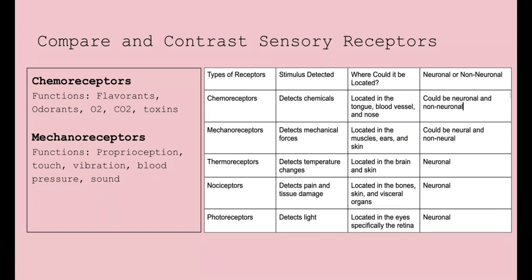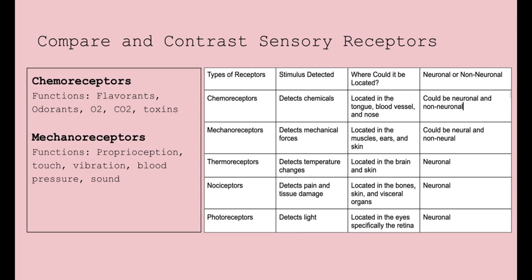Mechanoreceptors, think of it as mechanical. It detects mechanical forces, and we see these in the muscles, the skin, or the ears. They could also be neuronal and non-neuronal. And then we have thermoreceptors, which is pretty much what you can think of it as, temperature. It detects how the temperature changes, and these are located in the brain and the skin.